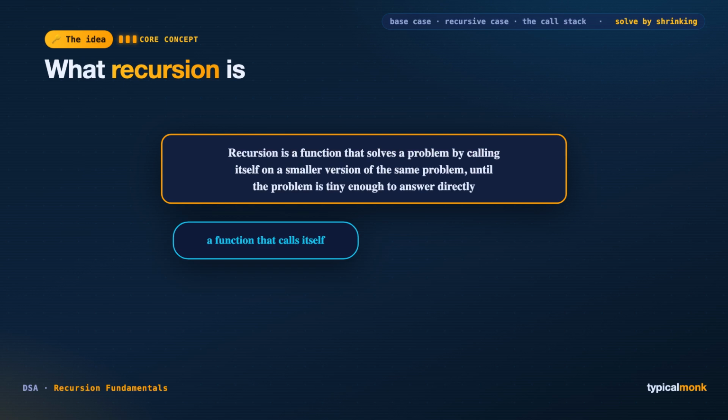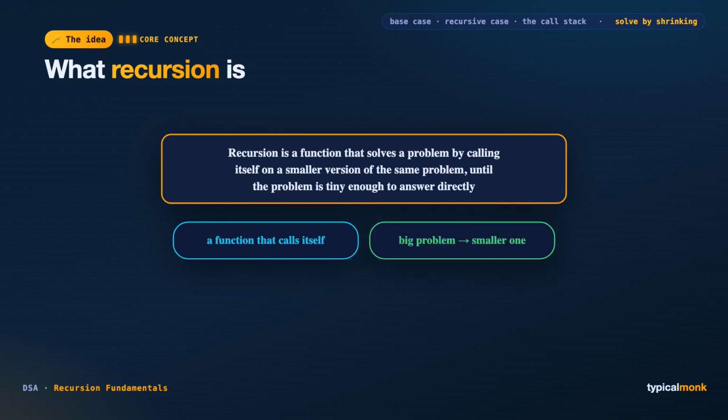Think of it like a set of Russian nesting dolls. To open the whole set, you open the biggest doll, and inside you find the same task: open a doll. You keep applying the exact same action to smaller and smaller versions until you reach the tiny solid one at the center that does not open. Recursion is that: the same action applied to ever smaller versions until you hit the smallest one.